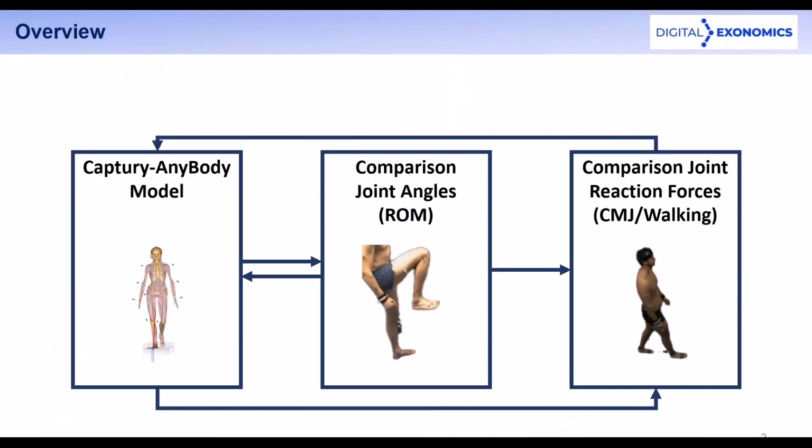So, just a quick overview in the beginning. I would like to talk about the model itself a little bit, and then I'm going to show the results of two studies where we compared joint angles in the first study and joint reaction forces in the second study between a Captury model, so AnyBody simulations with the Captury input, and a Vicon model, a gold standard marker-based system.